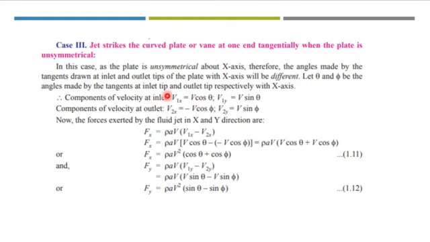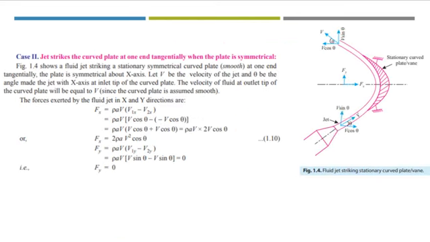Then component of velocity at inlet will be v cos theta and v sin theta, and component of velocity at outlet will be minus v cos phi and v sin phi.